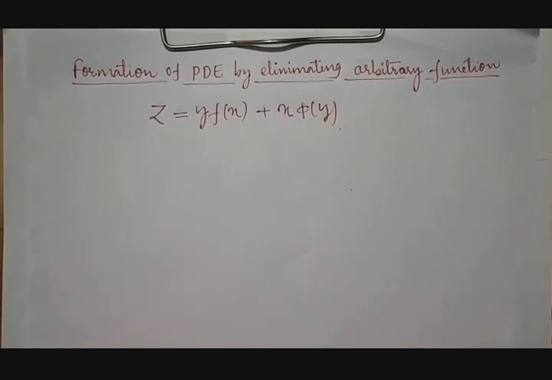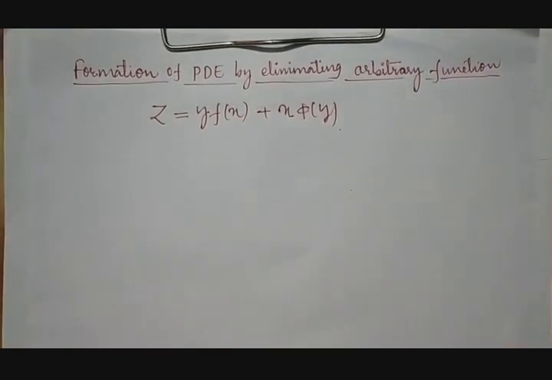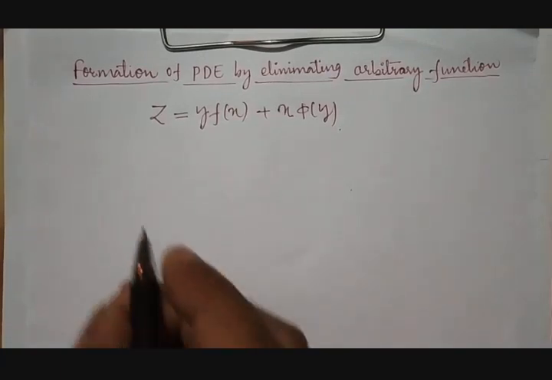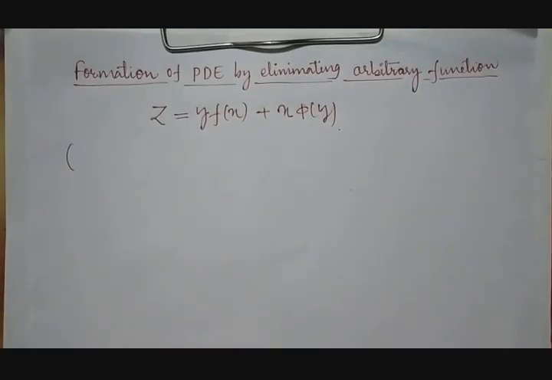Let us discuss one example on formation of a partial differential equation by eliminating arbitrary function. Already we solved a few examples by eliminating arbitrary function, but this is something different, because here there are two different functions available in a given example. So this is the unique example we can say. So what I do here, I'll write what is the uniqueness in this example.